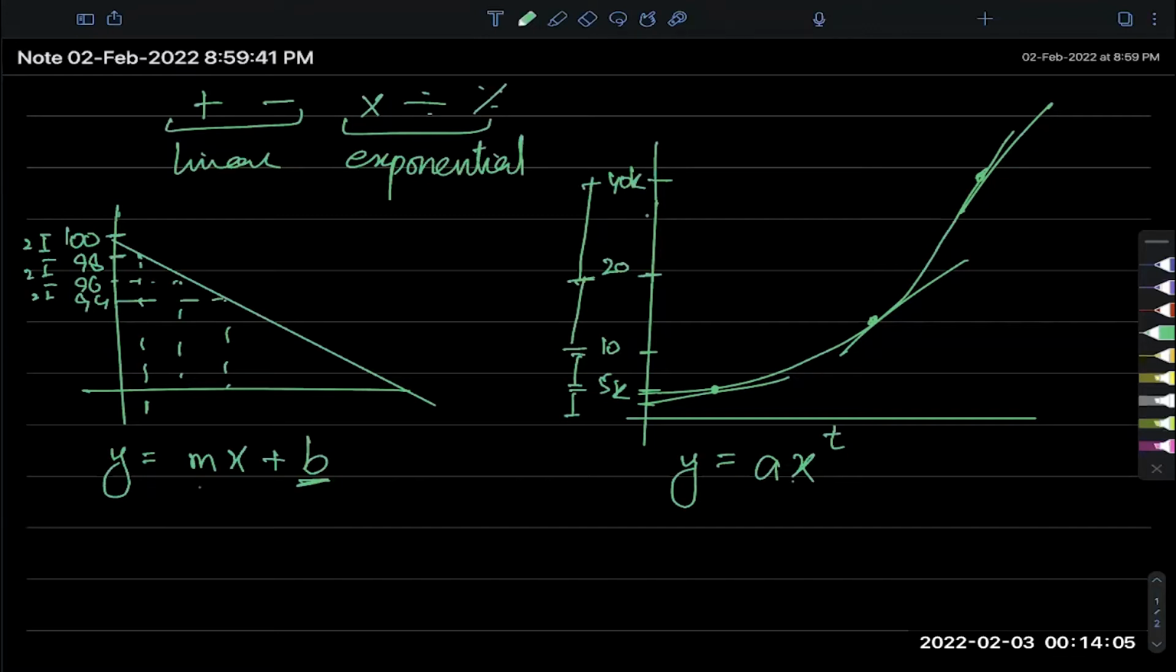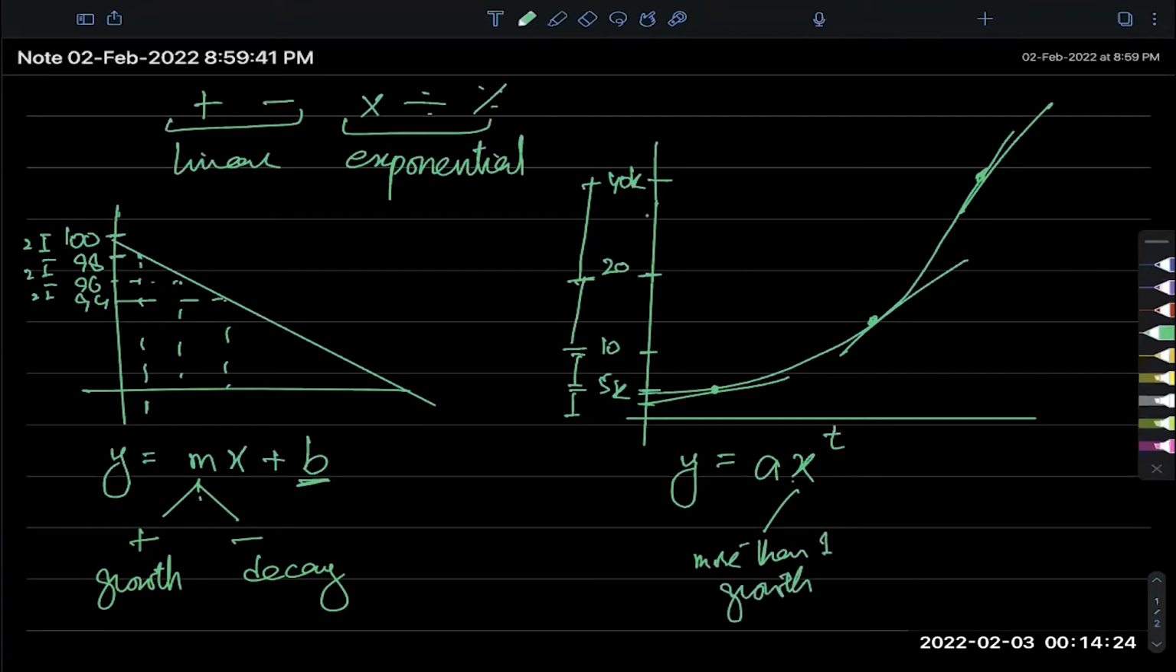Of course, if this is positive, then that is growth. And if this is negative, then that is decay or decrease. In this case, if the base is more than 1, then that is growth. Because why is it more than 1? Because it's more than 100%. And if it is less than 1, then that is decay. So 0.9 means you're losing 10% every day.